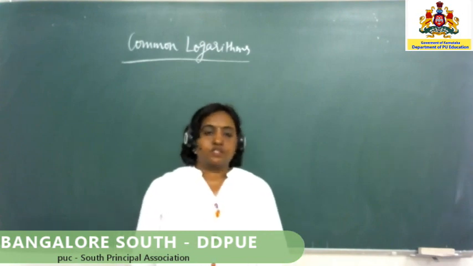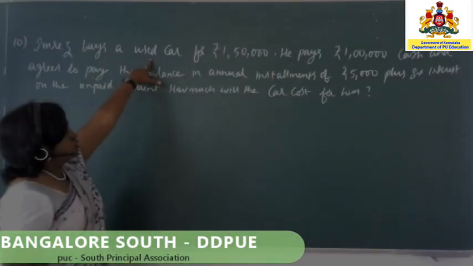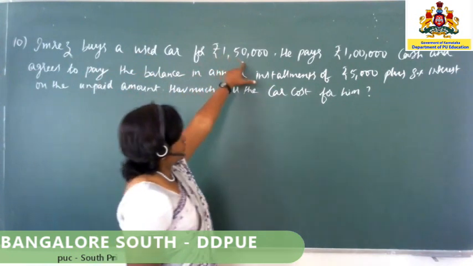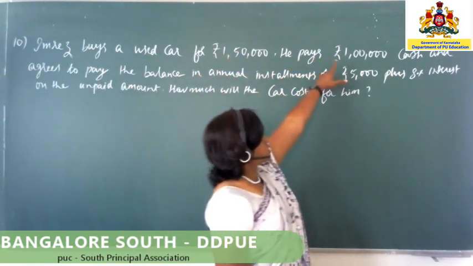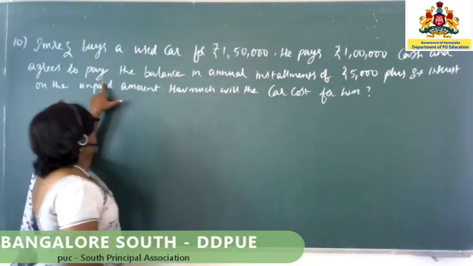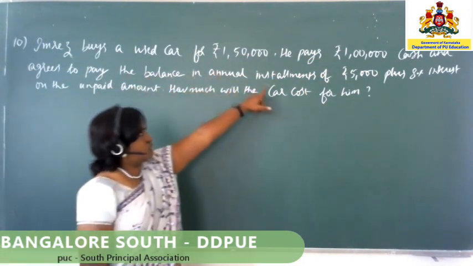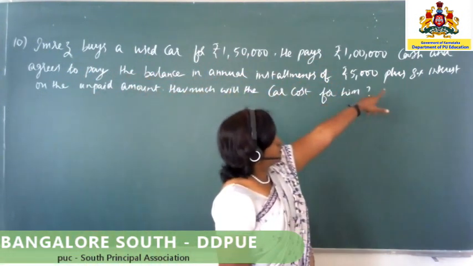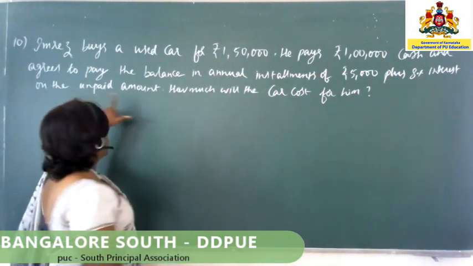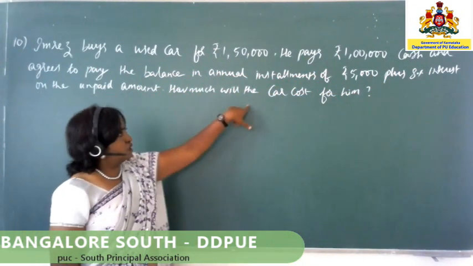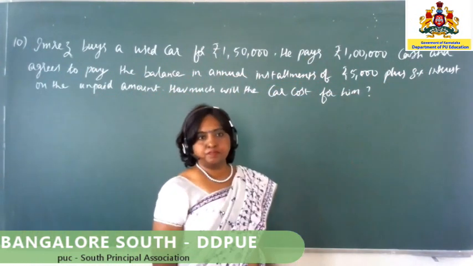Imrez buys a used car for rupees 1,50,000. He pays rupees 1 lakh cash and agrees to pay the balance in annual installments of rupees 5,000 plus 8% interest on the unpaid amount. How much will the car cost for him?